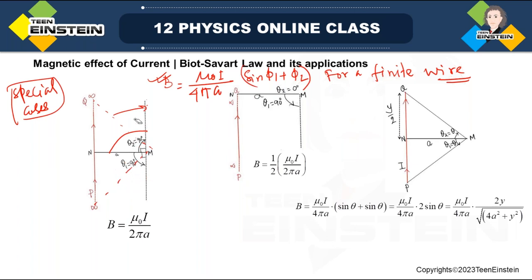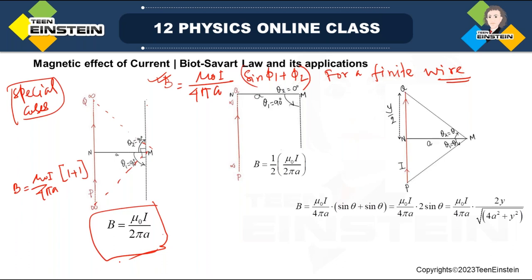So in such cases, what will be the formula? Here you write sine 90 degrees, which is 1. So we get B is equal to mu 0 I by 4 pi A, times 1 plus 1, because both phi 1 and phi 2, here written as theta 1 and theta 2, are 90 degrees, and hence this will be 2. The result is that the magnetic field will be just double the magnetic field you get due to a finite wire.